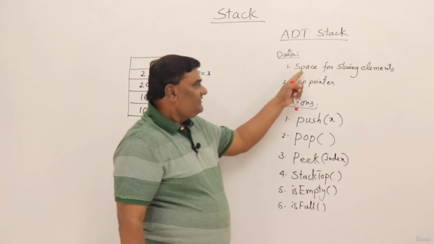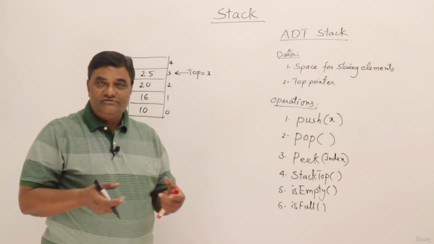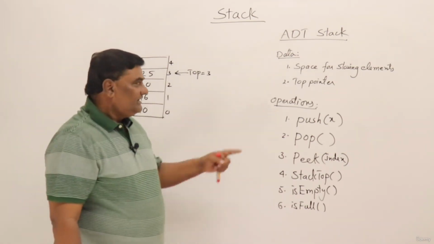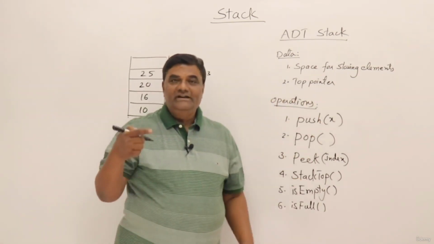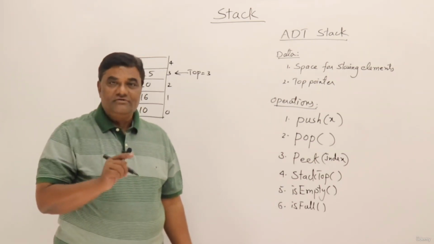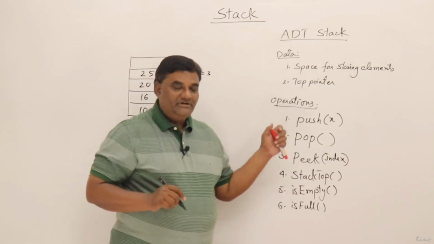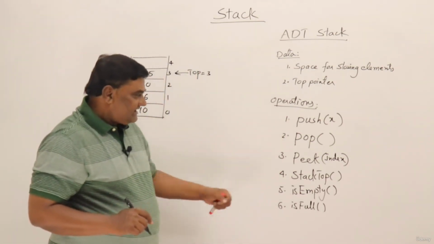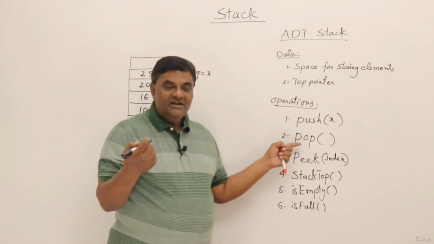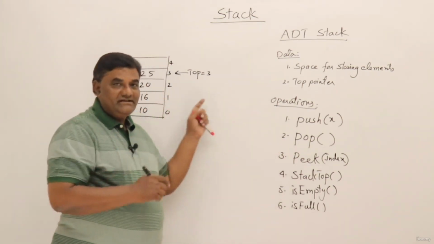Data that is required is we need space for storing the elements. So as I said, a stack is a collection of elements. So we need space for storing those collection of elements. The next thing is we need a top pointer that is pointing on the topmost element in the stack, because the important one is the topmost element, which one was recently inserted. So top is a pointer pointing on the topmost element. Then these are the operations in the stack. Push means inserting a value, pop means deleting a value, peek means looking at a value. So let us see all the operations. I have taken an example here.